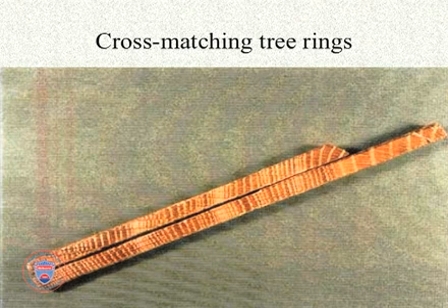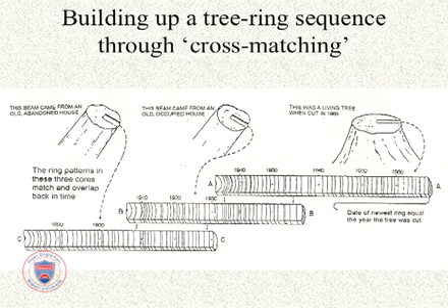1, 2, 3, 4, 5, 6, 7, 8, 9, 10, 11, all the way back like that, cross-match it. This is how it's done, basically. You cut down a tree, you get your tree ring pattern, you get an old piece of wood. This is what he literally did. He got some wood from Arizona, from preserved native Indian houses. He was able to match the rings up and go back and go back and go back in time.